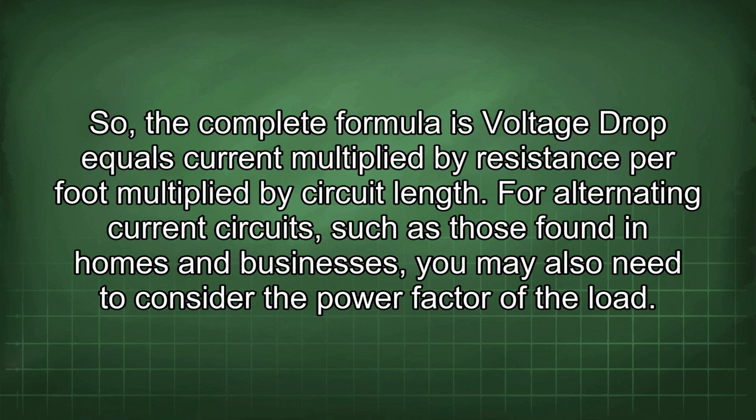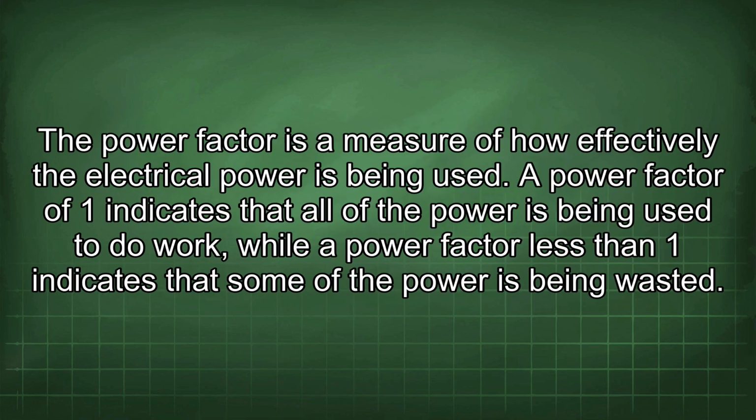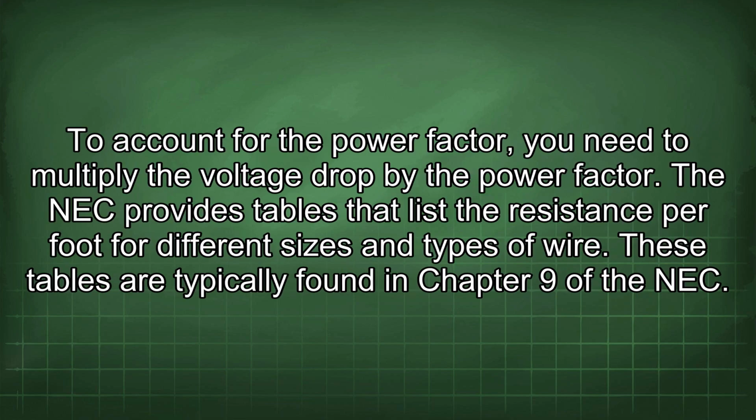So, the complete formula is voltage drop equals current multiplied by resistance per foot multiplied by circuit length. For alternating current circuits, such as those found in homes and businesses, you may also need to consider the power factor of the load. The power factor is a measure of how effectively the electrical power is being used. A power factor of 1 indicates that all of the power is being used to do work, while a power factor less than 1 indicates that some of the power is being wasted. To account for the power factor, you need to multiply the voltage drop by the power factor.